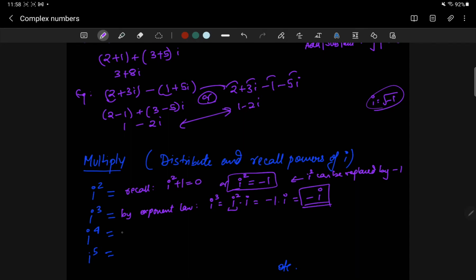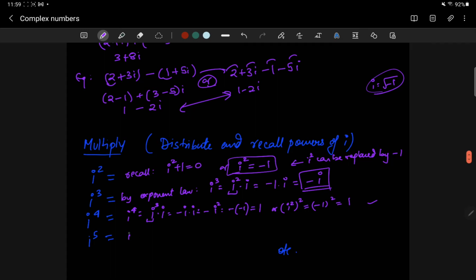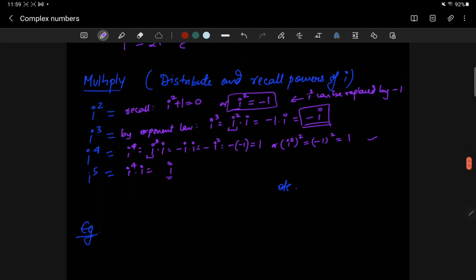Now, using the same process, again by exponent law, i to the 4 can be written as i cubed times i, which would make this negative i times i, which would make it negative i squared, which would make it negative of negative 1, which is 1. Or i to the 4 can also be written as i squared, squared, and i squared is negative 1, and negative 1 squared is 1. And then i to the 5 is i to the 4 times i, but that's 1 times i, so it comes back to being i.